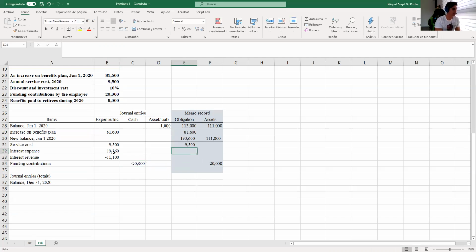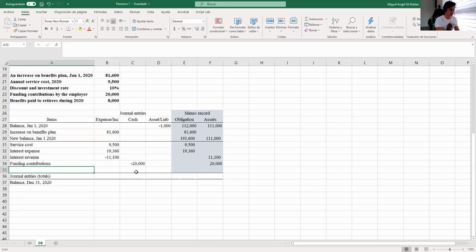And sorry, I forgot to register what happens on the obligation and assets in here. If we have an interest expense, we are going to increase the obligation by 10%, and we are going to increase the value of our assets by 11,100. Okay, so we are keeping the balance in this table.